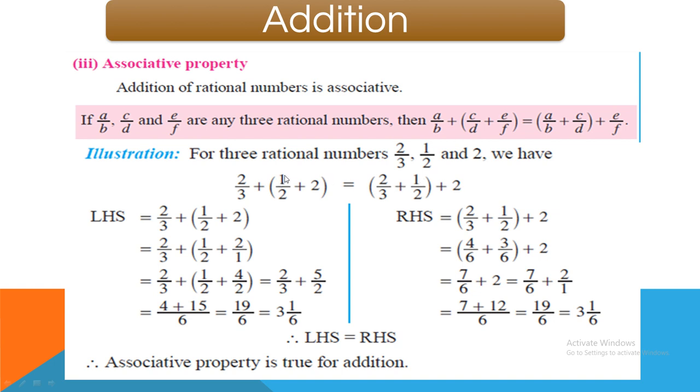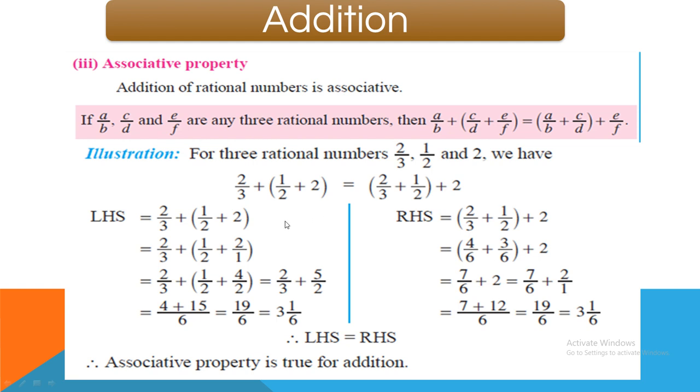I am taking here three rational numbers, 2 by 3, 1 by 2 and 2. These are three rational numbers. Okay. First step, what will we do? We write the first rational number 2 by 3. We add it to the sum of 1 by 2 and 2. On the next side, we add the first two numbers and we add the third number to the sum.